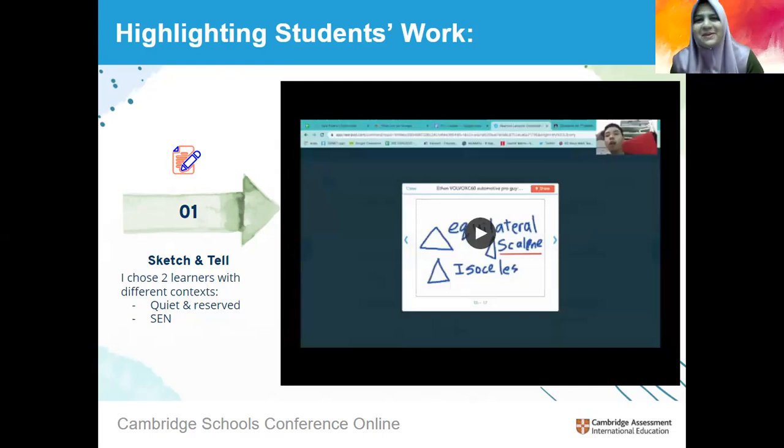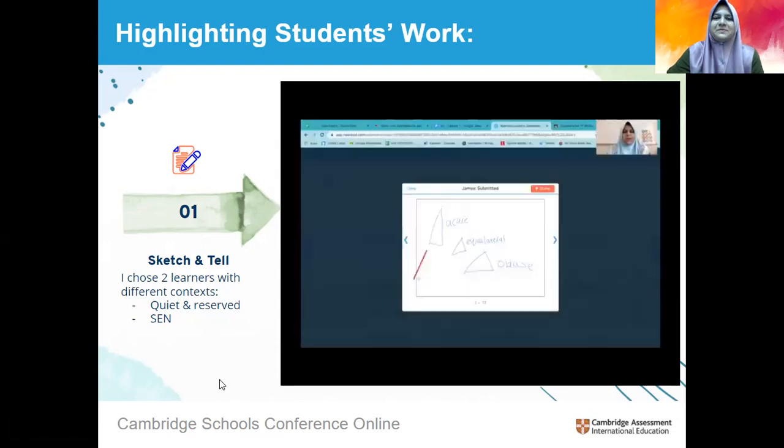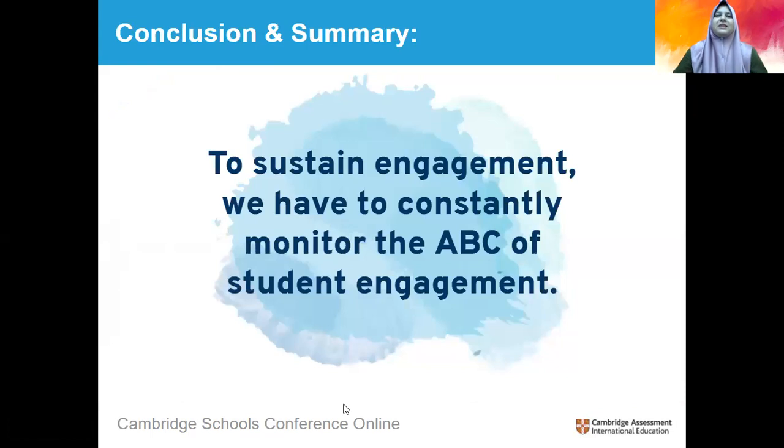So that's a little bit about how I recycle my students' work so that I can also get the quiet ones and the struggling ones and the special educational needs ones into the discussion. Because at the end of the day, every single one of our students matters, and we need to celebrate and highlight this as well. As a conclusion, please do not take every type of engagement as a separate entity. They all actually blend in and mix well together.